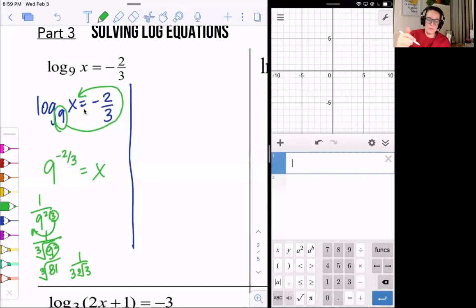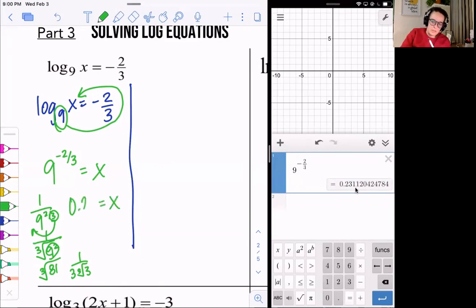Right? I could do that math that way if I wanted to. However, since I have my handy dandy calculator, might as well use it. So I'm going to do 9 to the power of negative 2 over 3. I'm going to get this decimal here. If you're using decimals, you're going to use 3 decimal places. So 0.231 would be your answer there, right?